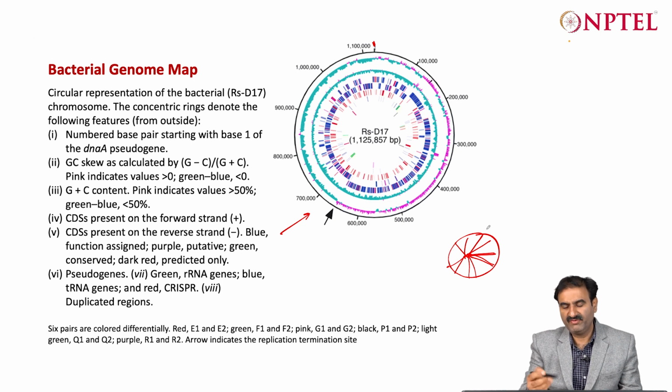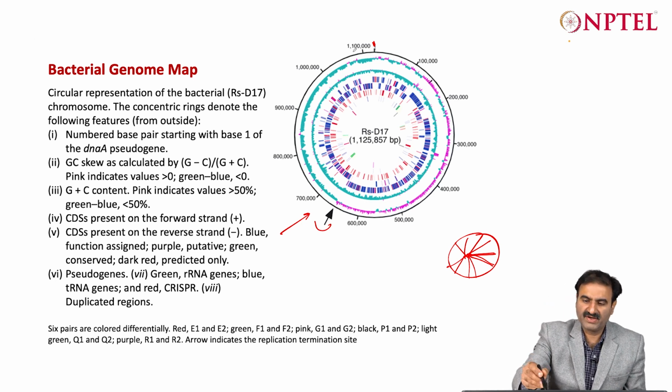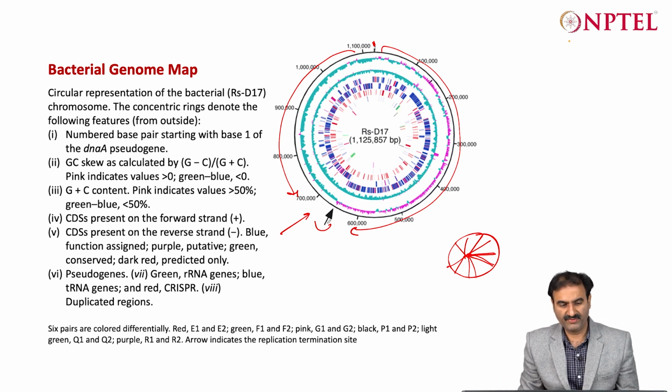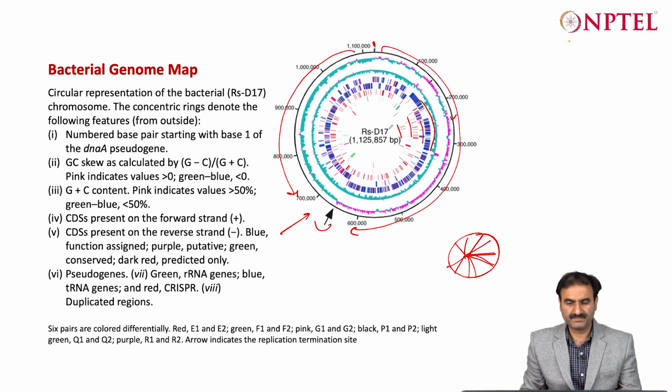And there will be one site which will be exactly opposite to the origin of replication, that is the termination site, because bacteria generally follow bidirectional replication, so there has to be a termination site also. And then you will be liking to generate a kind of circular image for your bacterial genome, where you will be finding maybe the GC content or GC skew, arranging the genes in the forward strand and the reverse strand in concentric manner, and the pseudogenes or tRNA, ribosomal RNA that you found from the genome.